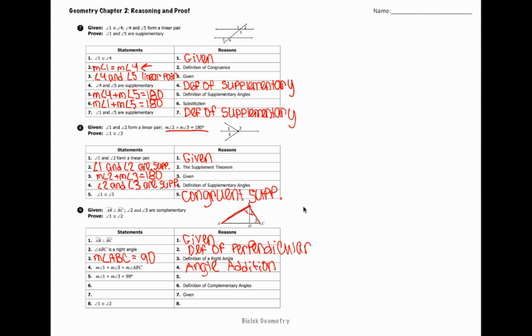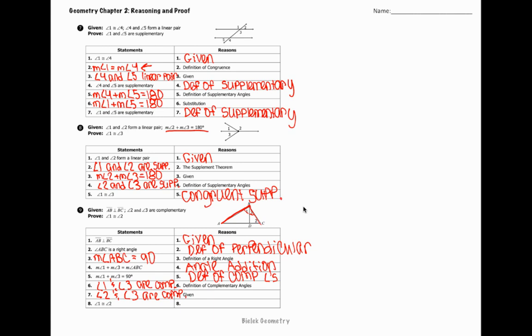My pen just went out. There we go. Okay, so then it looks like they want us to use definition again. So I would just say 1 and 3 are complements. And then they finally use that second given, so angle 2 and angle 3 are complements. And then they're saying, well, then angle 1 is congruent to angle 2.